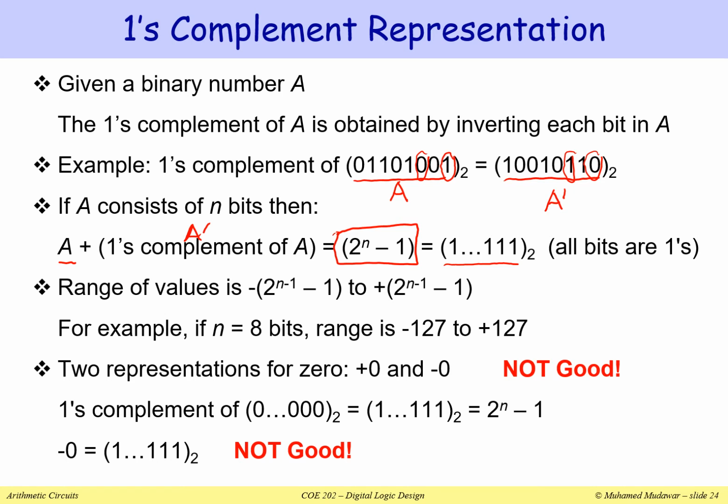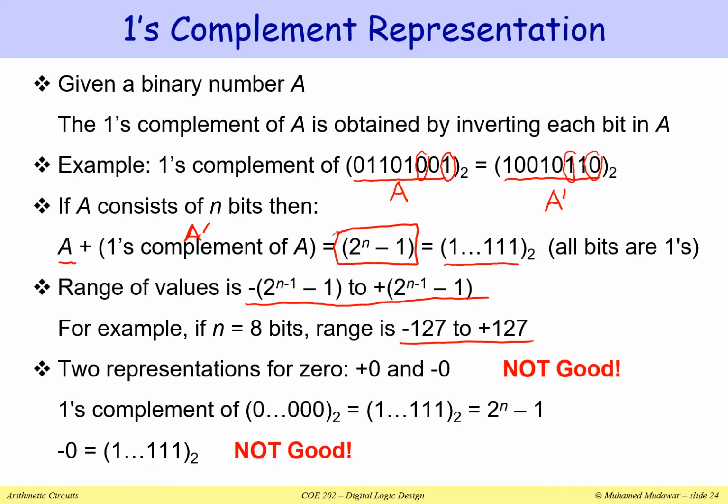What's the range of values that you can represent with ones complement? It is the same as the range of values that you can represent with sign magnitude, because half of these numbers will be negative and the other half will be greater than or equal to 0. For example, if n is equal to 8, then the range will be from negative 127 to plus 127.